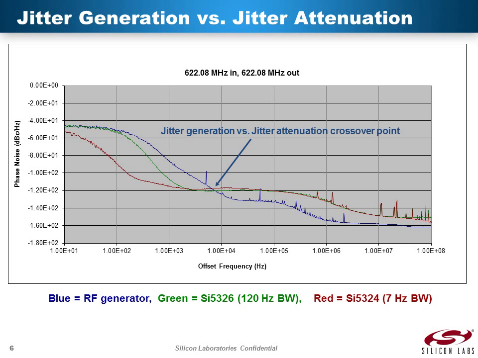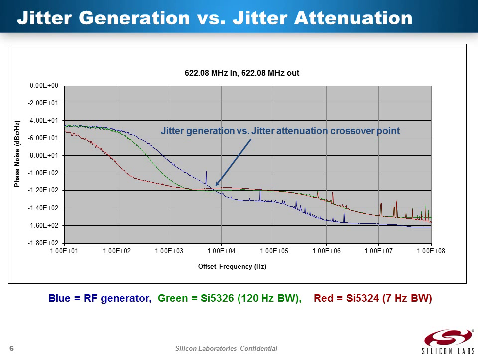Next, let's examine phase noise plots created with a low noise clock input signal to see how the loop bandwidth affects jitter attenuation. These plots show the jitter of an RF generator with a 622.08 MHz sine wave carrier without any modulation. This is shown in the blue trace. And this is connected to the clock input of an SI 5324 jitter attenuating PLL with a loop bandwidth of 7 Hz, and this is shown in the red trace.